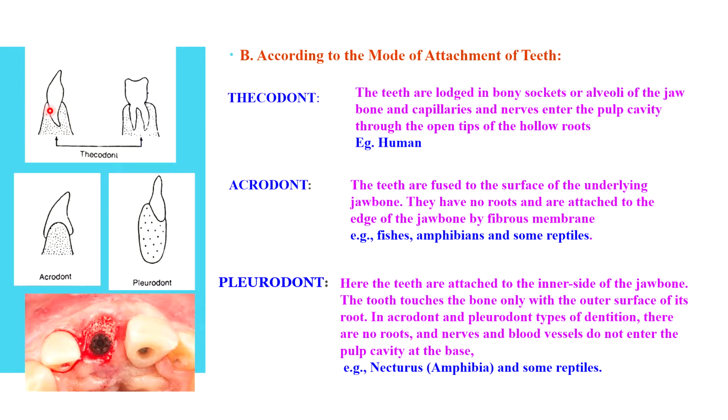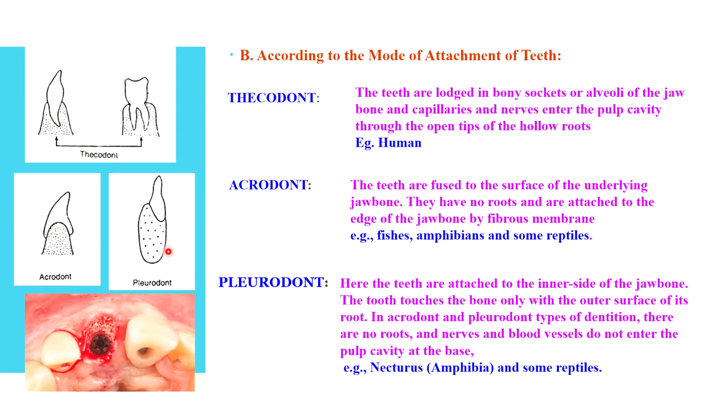That type of teeth is called thecodont teeth, and one example is human. Acrodont teeth: here there is no root. The teeth are directly attached to the bone, fused with the underlying jawbone, and the jawbone is attached to the teeth through a fibrous membrane. Examples of acrodont teeth are fishes, amphibians and some reptiles.